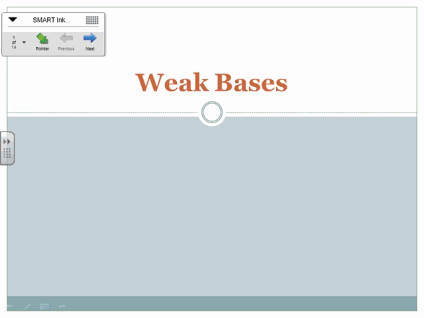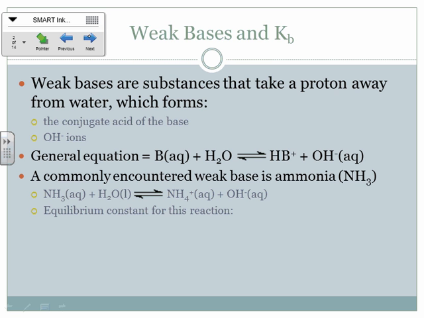I may or may not go through all the examples this morning because they're going to start to look a lot like the weak acid examples. Because, as you can imagine, weak bases are kind of just the opposite. Weak bases, again, are going to take protons away from water, and that ends up making OH minus ions. Now, this is in general. It doesn't account for Lewis acids and bases, but this works for the Bronsted-Lowry definition.